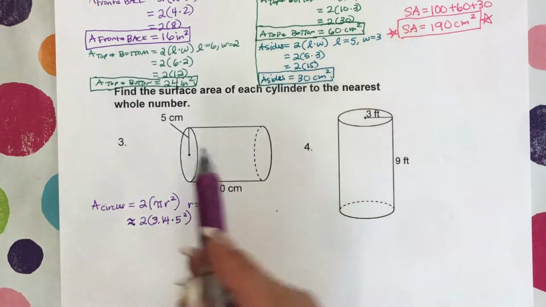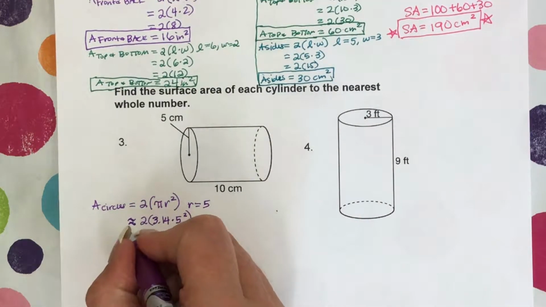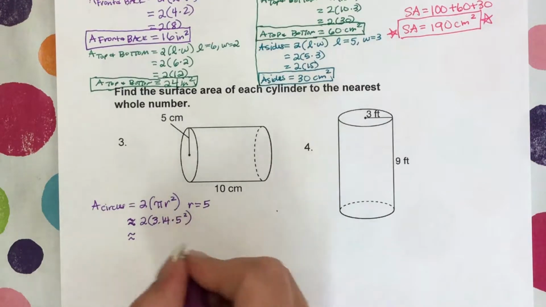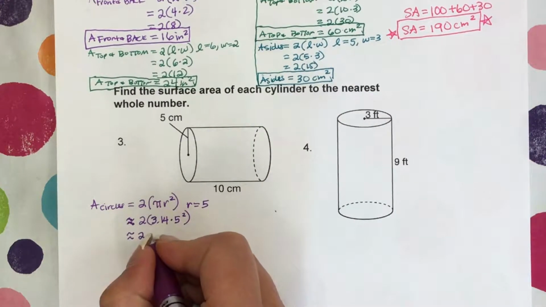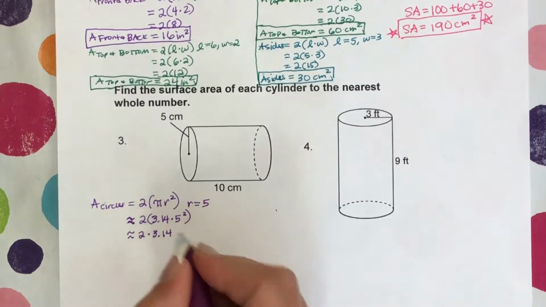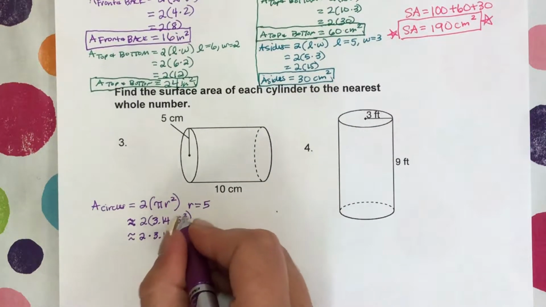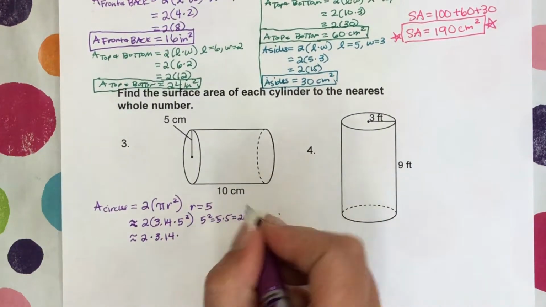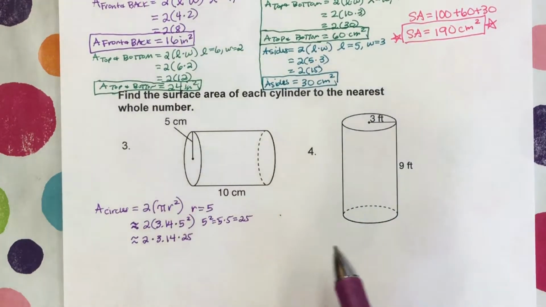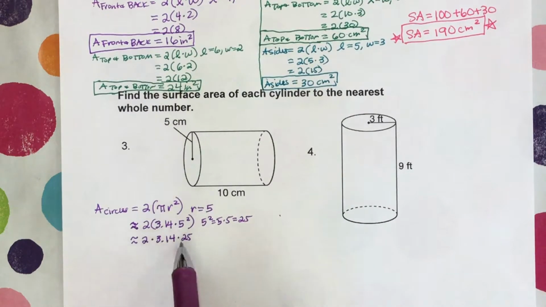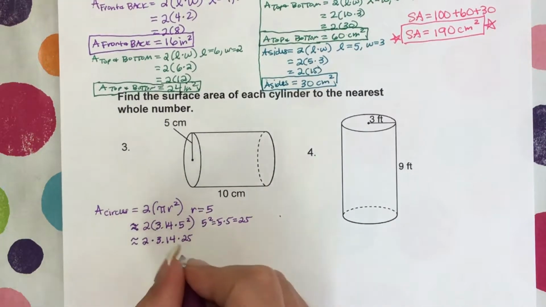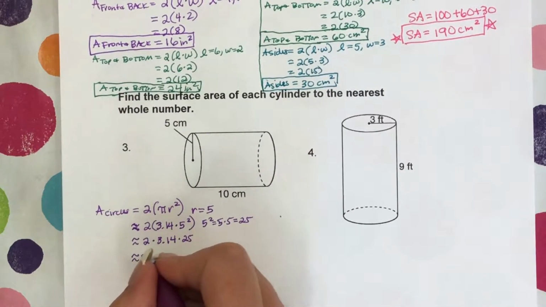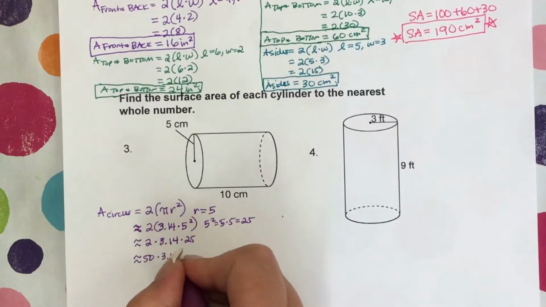Okay. So let's go ahead and simplify this. I'm going to do the exponents first. So this is really 2 times 3.14 times 5 squared, which is the same thing as 5 times 5, which is equal to 25. Okay, and all of these things are multiplied by each other. So I'm going to actually multiply the 2 times 25 first because it's going to make life easier. 2 times 25 is going to be 50. So it's going to be 50 times 3.14.